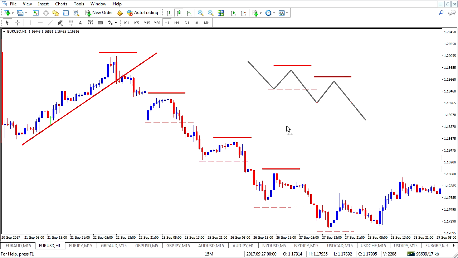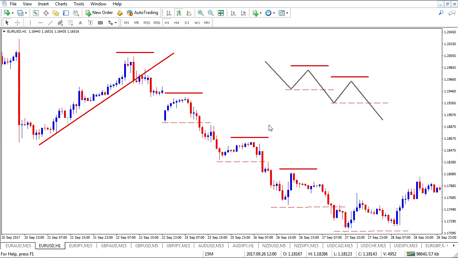So this is how you're going to capitalize on as much of the market move as you can possibly get in a trending market. Progressively lower highs, progressively lower lows, and this is the trick to knowing exactly where and when to move your stop loss.